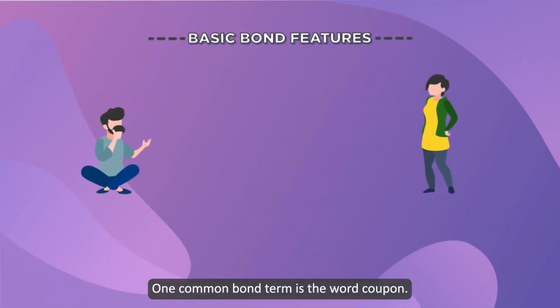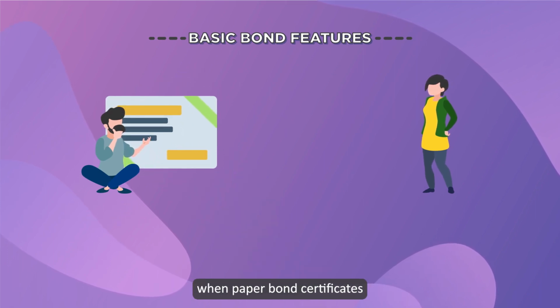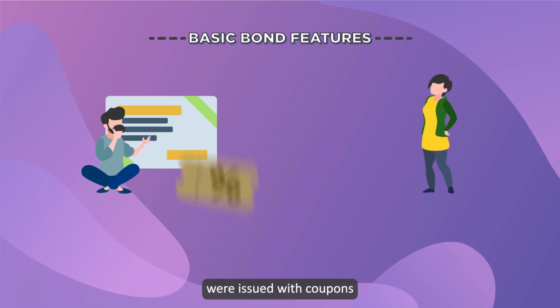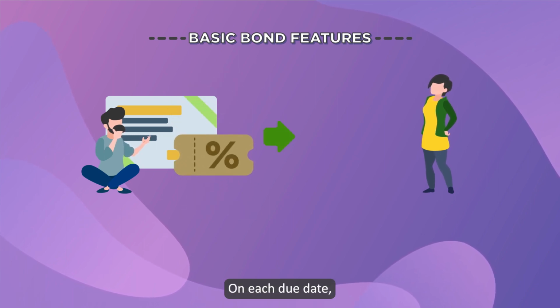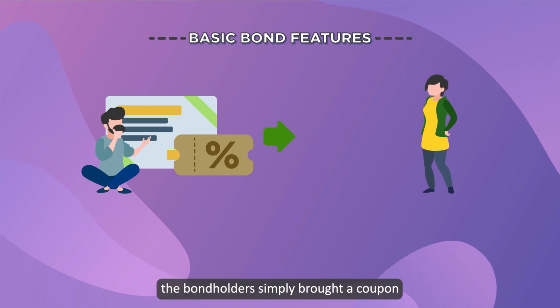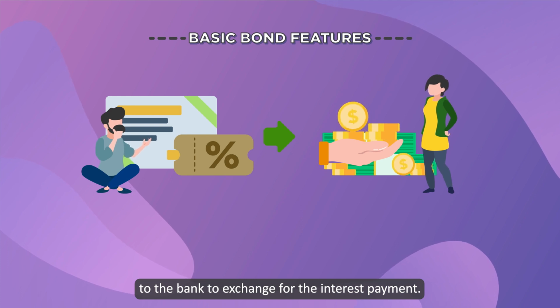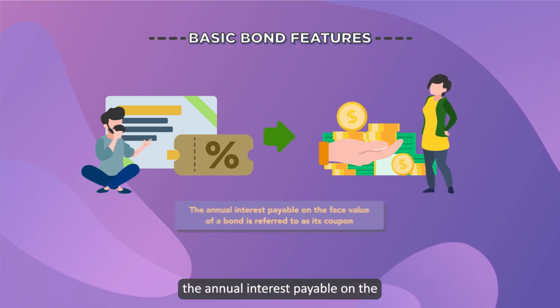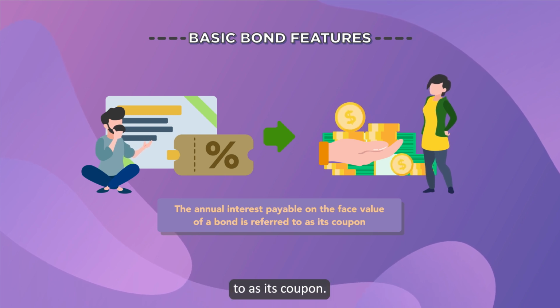One common bond term is the word coupon. It comes from a past practice when paper bond certificates were issued with coupons literally attached to them. On each due date, the bondholder simply brought a coupon to the bank to exchange for the interest payment. Until today, the annual interest payable on the face value of a bond is referred to as its coupon.